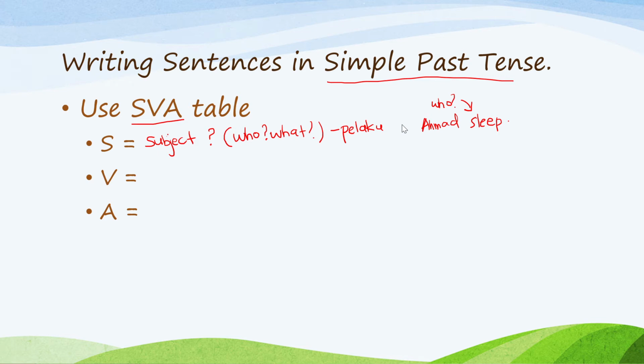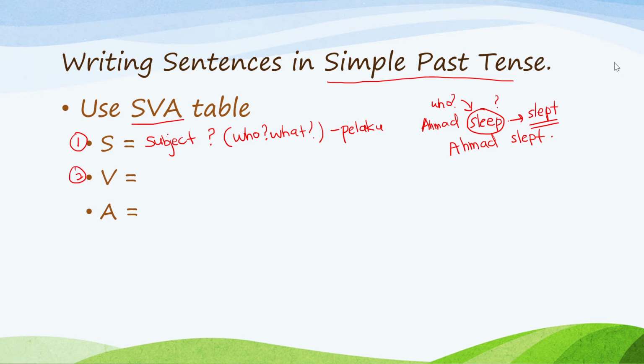Okay? Untuk membetulkan ayat di sini, sebab kita nak belajar past tense, kita kena pasti sleep. Apakah past tense untuk sleep? Past tense untuk sleep is slept. Slept. So, kita boleh tulis semula Ahmad slept. Alright? It's just simple as that. Next. Number 2. Just now is number 1. Now number 2 is V.